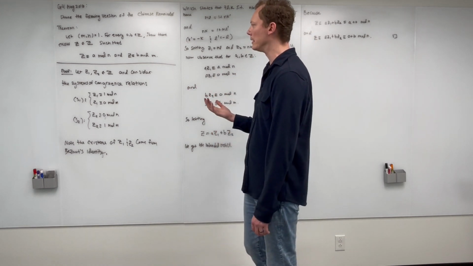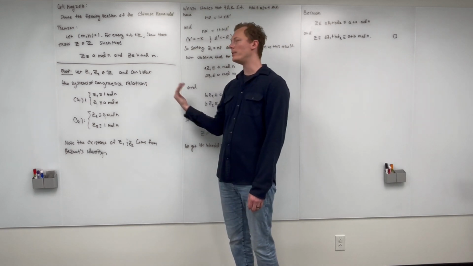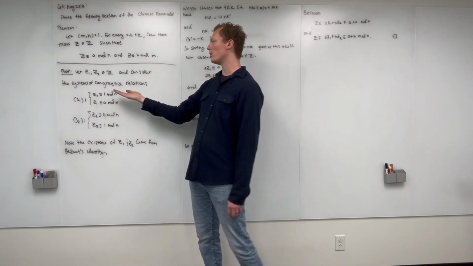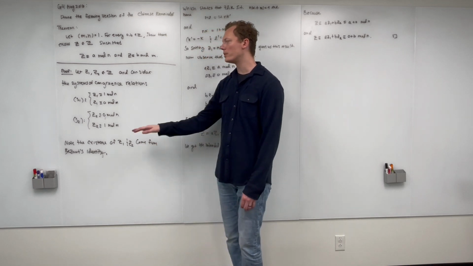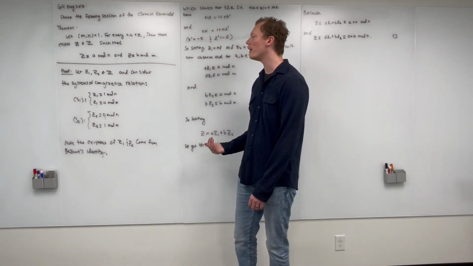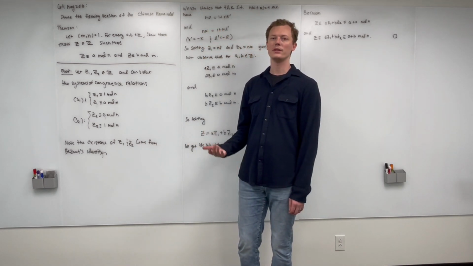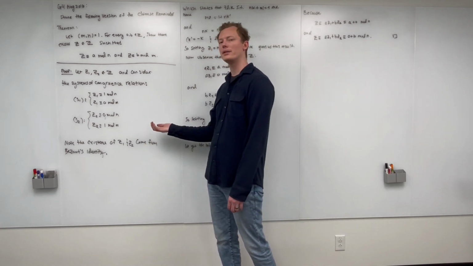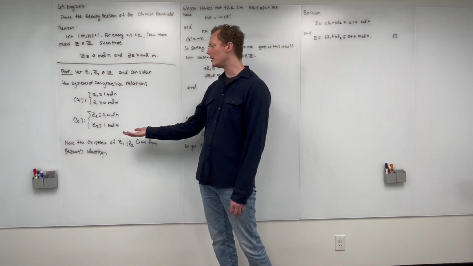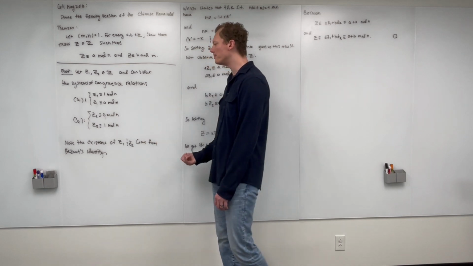So the proof goes like this. We want to let z1 and z2 be integers and consider the system of congruence relations given by these two systems, where the first system is that z1 is equivalent to 1 mod n and z1 is equivalent to 0 mod m. And the second system is that z2 is equivalent to 0 mod n and z2 is equivalent to 1 mod m.